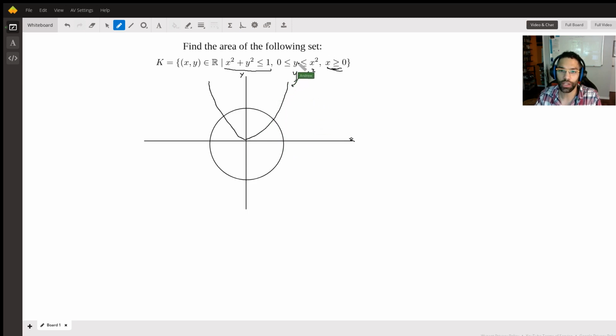But we're also looking at y's that are less than x squared. So we're looking at y's that are underneath this graph here, underneath this parabola. And then lastly, we're looking for everything that's inside this circle. So when we connect all that, we're looking for stuff inside the circle, underneath the parabola, in the first quadrant. So what we're looking at is this area right here.